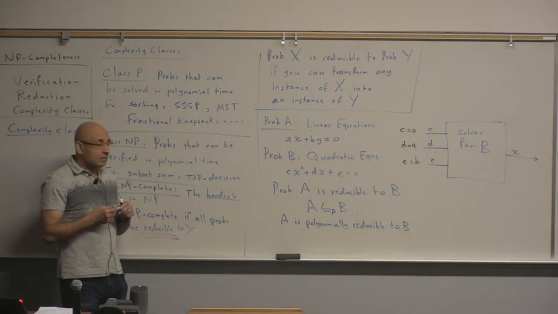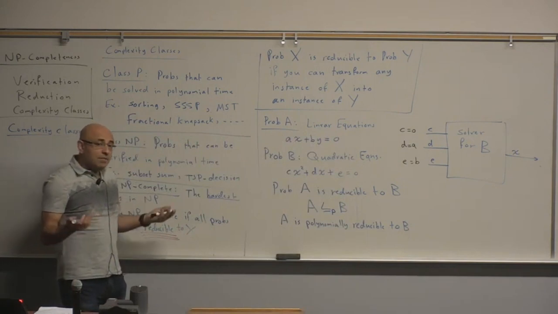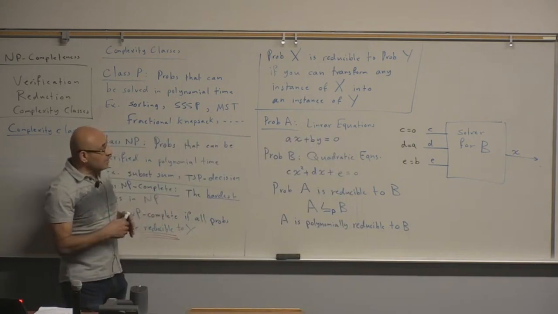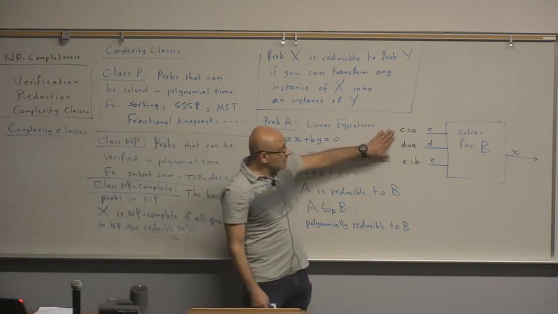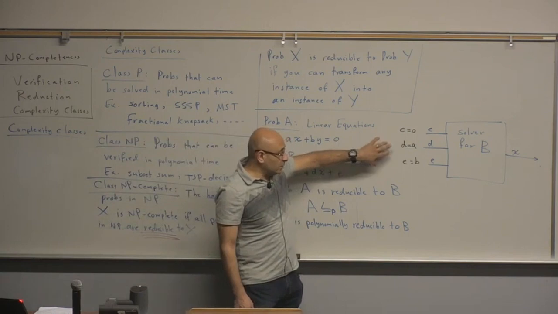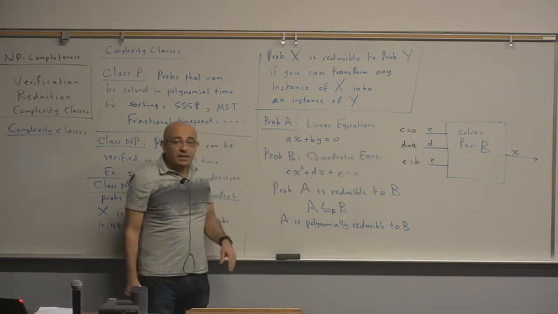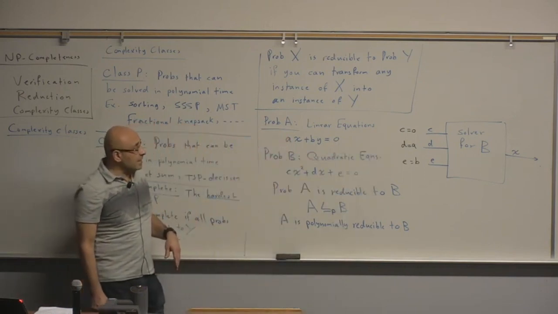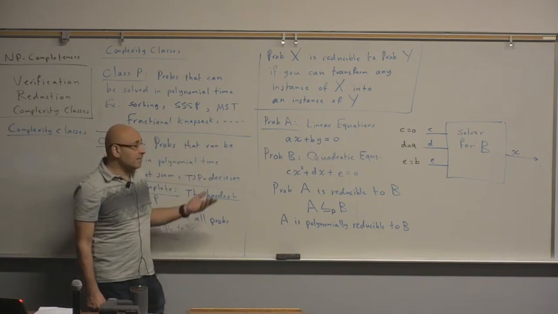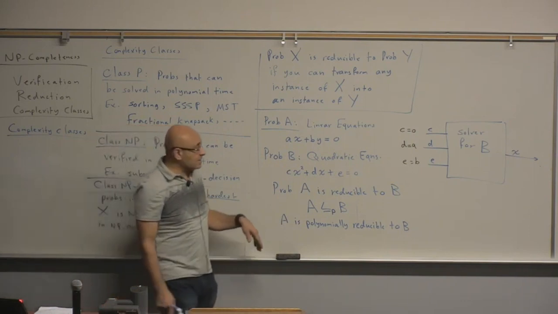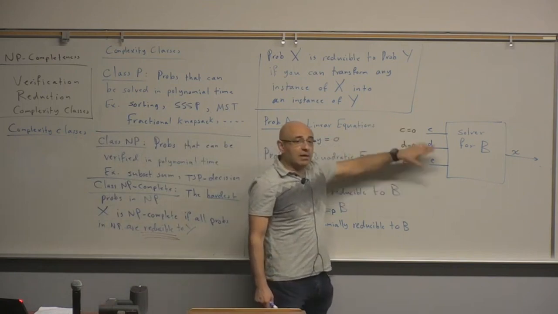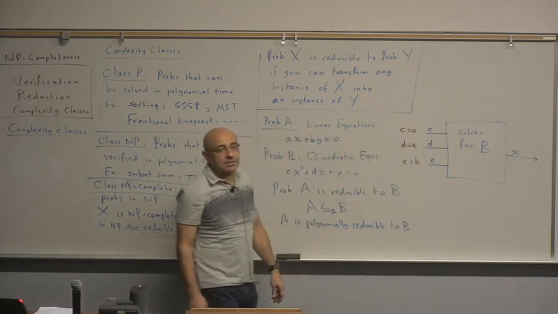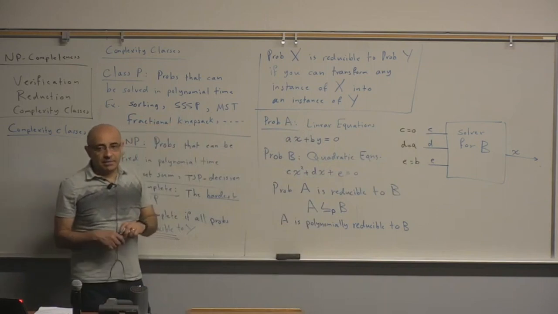Polynomially reducible if the transformation from A to B can happen in polynomial time. So here, is this the case? How much time did we need to transform an instance of A to an instance of B in this example? Constant. Yes, in fact, constant, because we just set the values of these parameters, and there is only a constant number of these parameters. So it's indeed constant time.